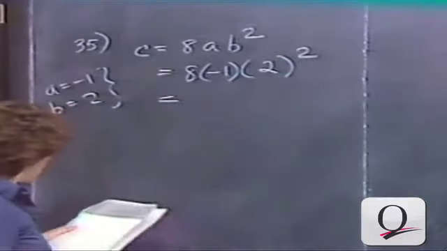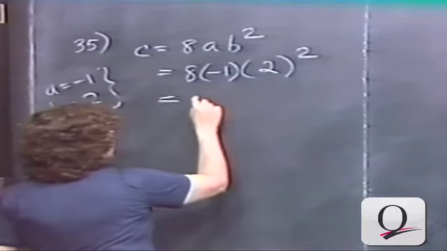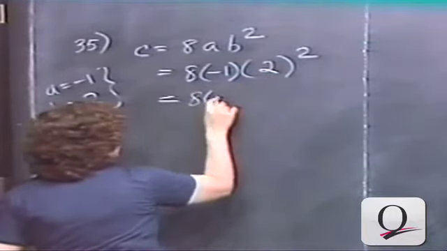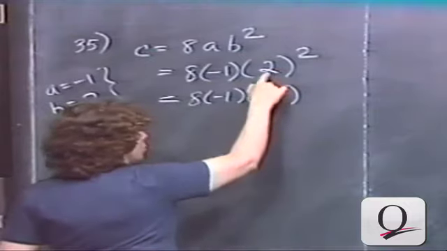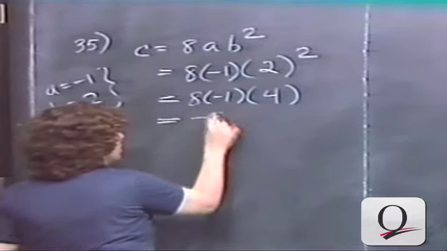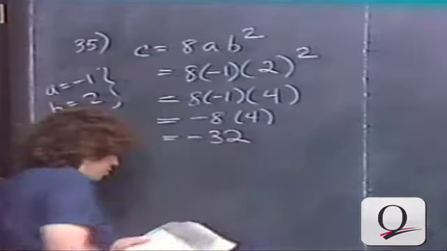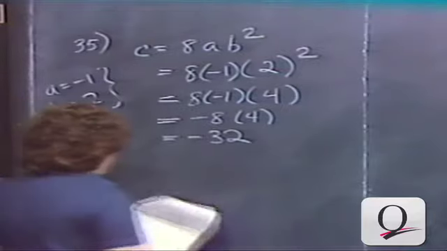Okay. 8 times -1 times 2 squared. Squaring the 2, we get a 4. And now 8 times -1 is -8, times +4 gives us -32 as an answer, and that is choice C.